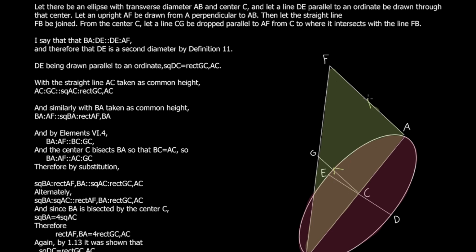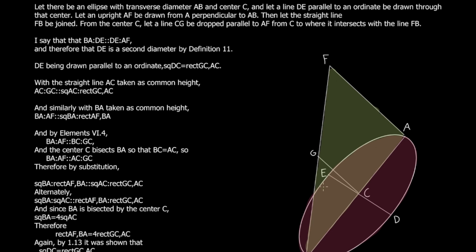Okay, so I think basically what I just set out was those three things. Okay, I say that BA is to DE, DE is to AF, and therefore that DE is a second diameter by definition 11. So DE is the mean proportional.